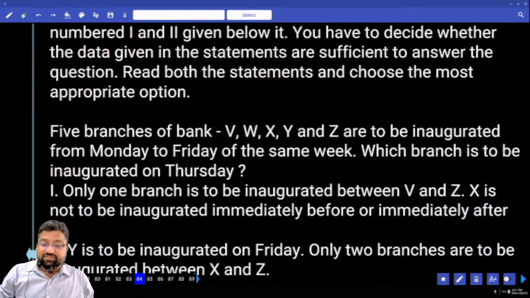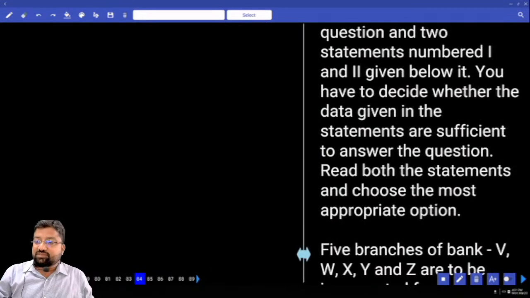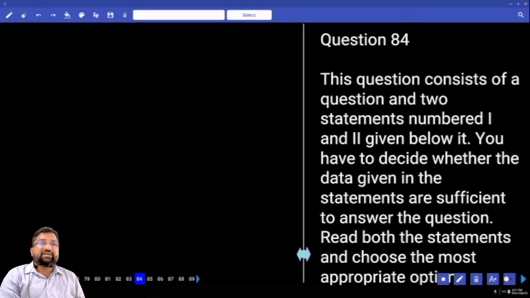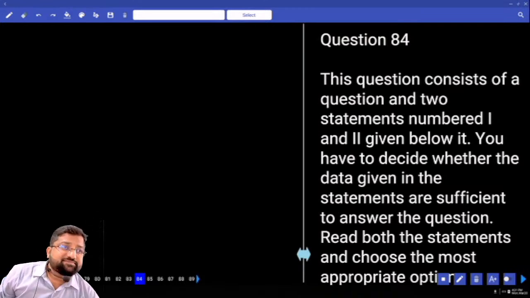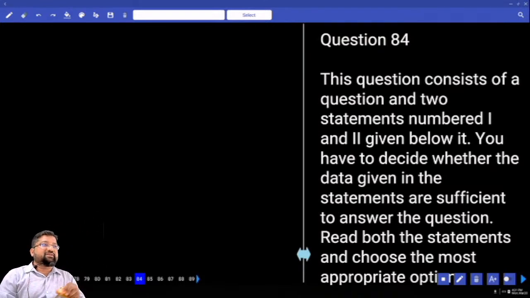Okay, now we have the question on what? Data sufficiency. Data sufficiency, what are you supposed to do? We should check each statement separately. First, we'll do the first statement, and then separately we'll go for the second statement. Do you know the rules to solve data sufficiency? Let's see.